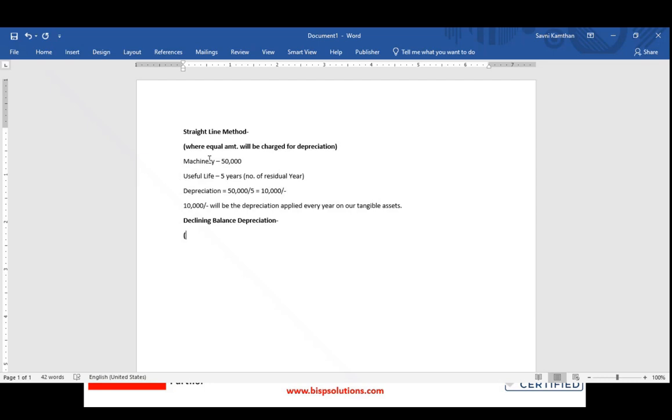Okay, so here a fixed percentage is applied on the remaining book value, which will be leading to higher depreciation in initial years and lower depreciation in later years.